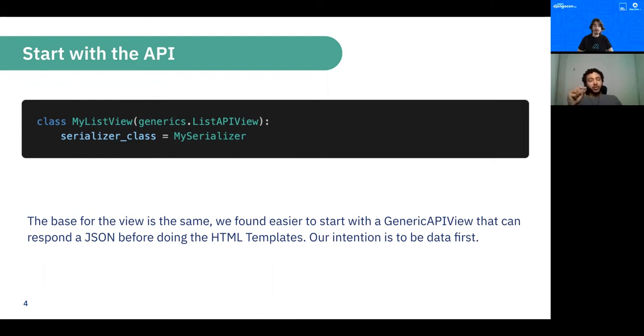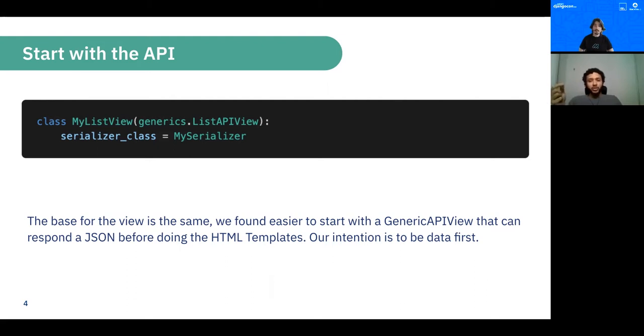And we are not thinking about an abstraction of the data or the data we are going to have in the future. We are going to think about the data we have now and what we can do with the data we have now. And because of that, we start with the API, even if our first intention is to have a template, an HTML version of that.